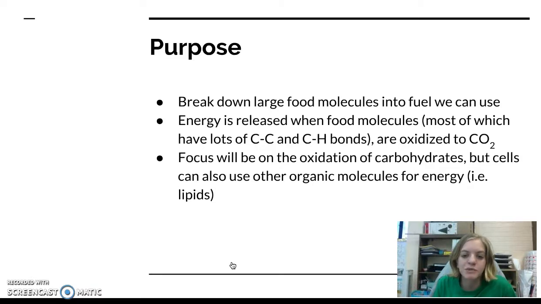This energy gets released when the food molecules are oxidized to carbon dioxide, which makes sense because we know from the last lecture that oxidation tends to happen when there's a lot of hydrogens, and because a lot of our macromolecules have lots of hydrogens, that is why so much energy can be released. Our focus will be on the oxidation of carbohydrates as I take you through the process, but cells can also use other organic molecules for energy, such as lipids, so that's important as well.